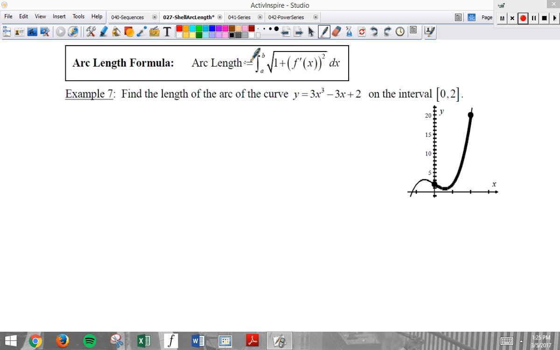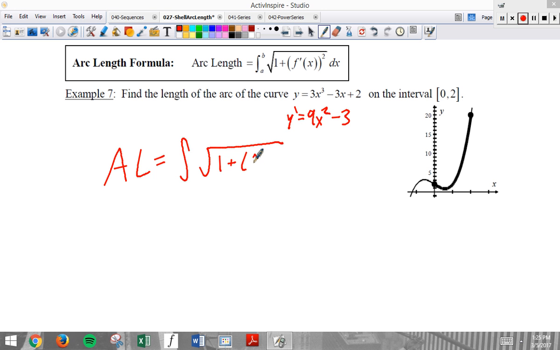Alright, so how do I use the formula though? So stupidly easy. Hey, I need f prime. So the arc length. Sometimes the readers will like to see that. 1 plus parentheses. You got to keep your parentheses, people. The x is outside. Now where do I want to start counting? I want to start counting at 0. Stop counting at 2. Interval's right there, guys.